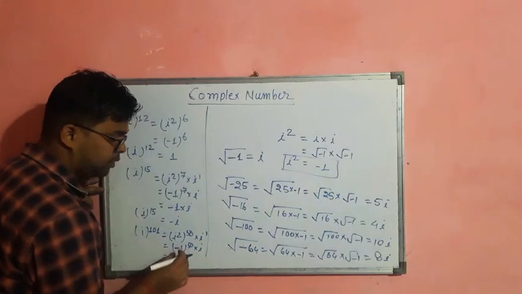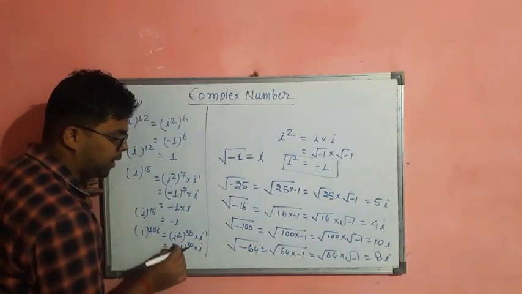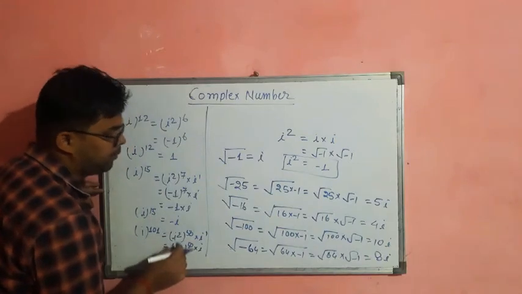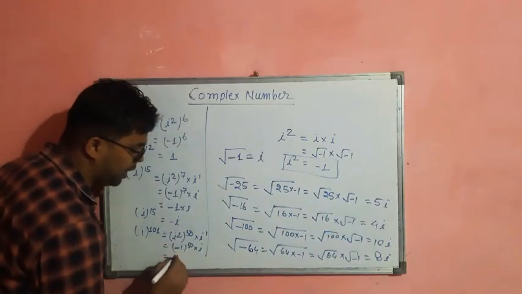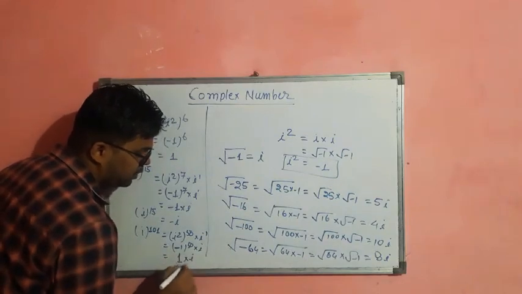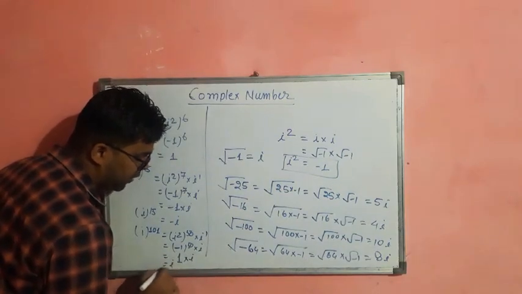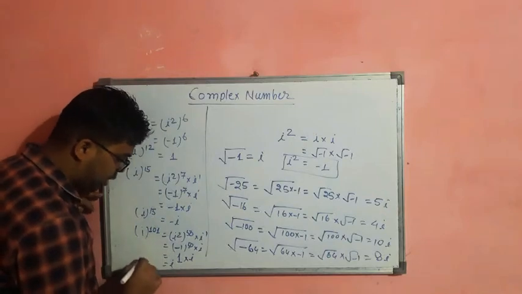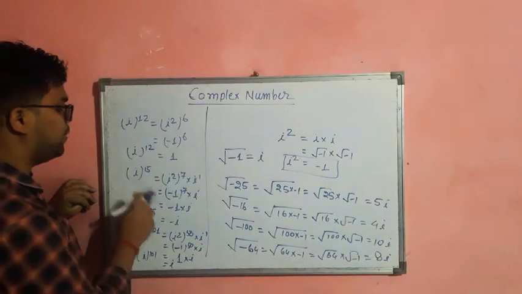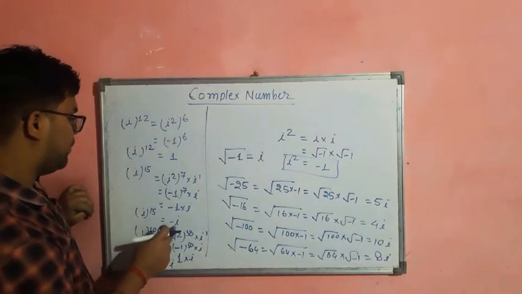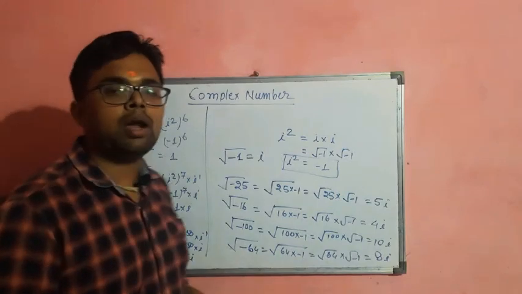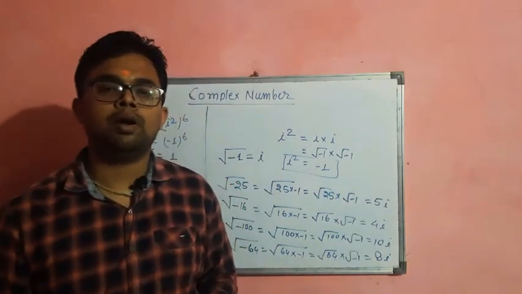Minus 1 to the power 50 means you have to multiply minus 1 fifty times. When you multiply minus 1 fifty times, you will get 1, and this will multiply i, so finally you will get i. So i to the power 101 is equal to i, i to the power 15 is equal to minus i, and i to the power 12 is equal to 1. In this way you can find the value of higher powers of i.